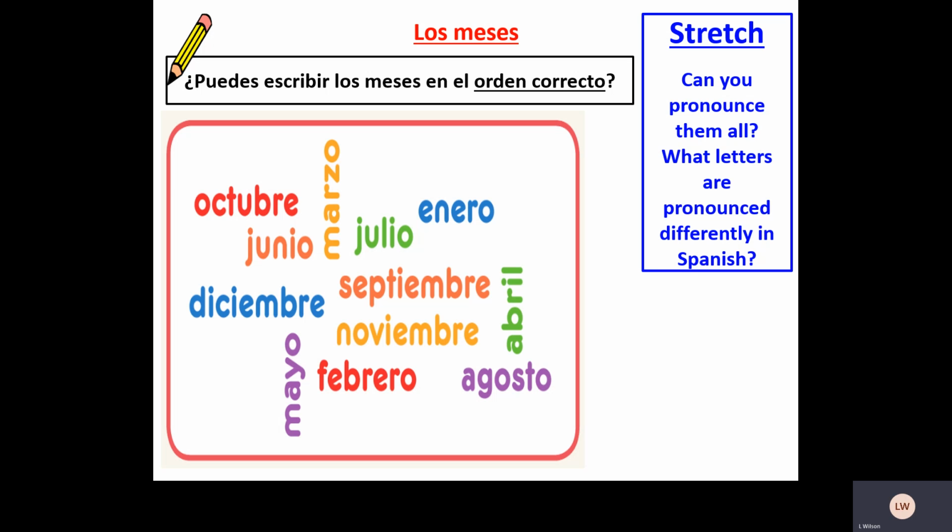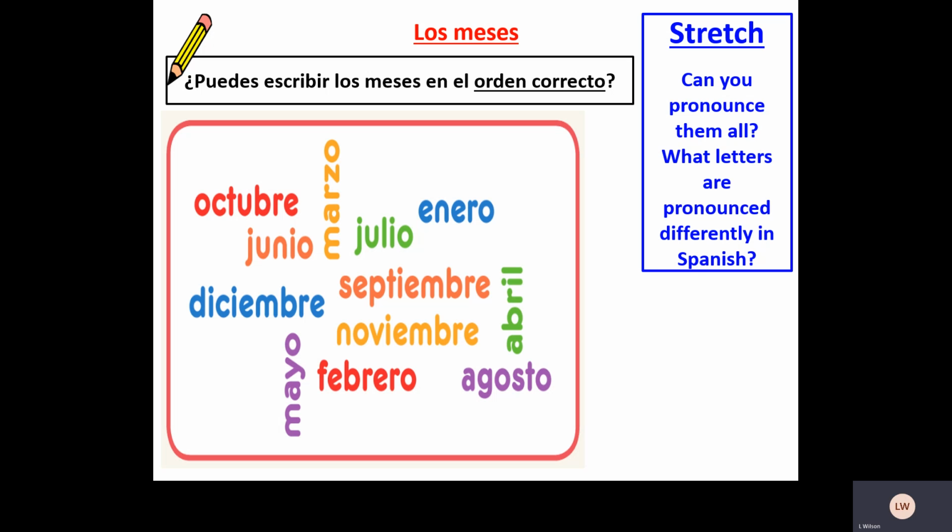So you should have started. If you didn't start with January, well, let's do it together now. So enero is January. So that should be your first one. Enero is the one in blue here. Next one is febrero. I'm sure you got that one. So we've got enero, febrero, and then we've got marzo, and then we've got abril, abril in green. So enero, febrero, marzo, abril, mayo in purple, mayo should be May.